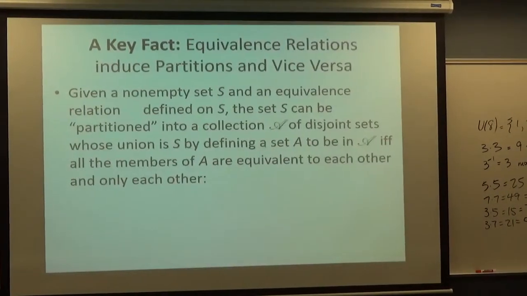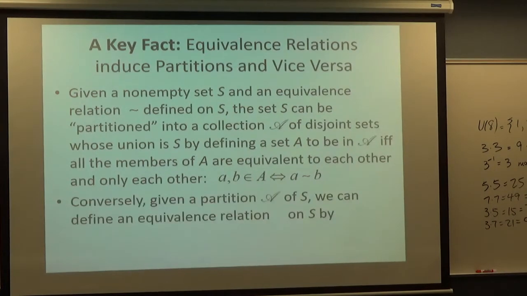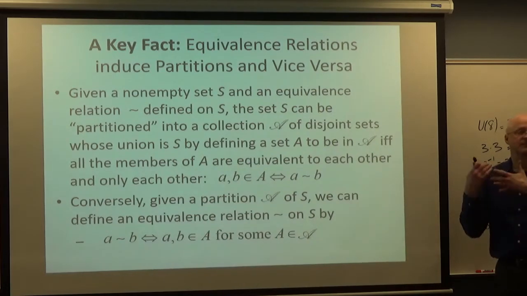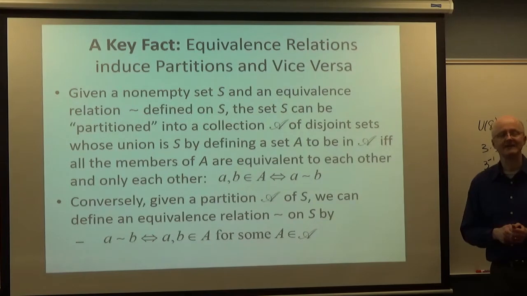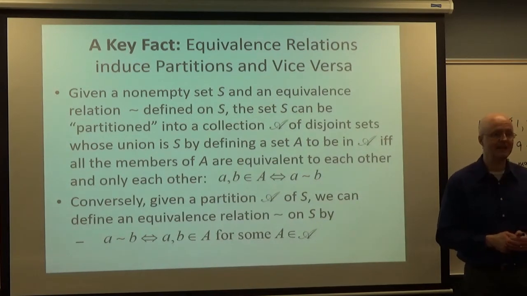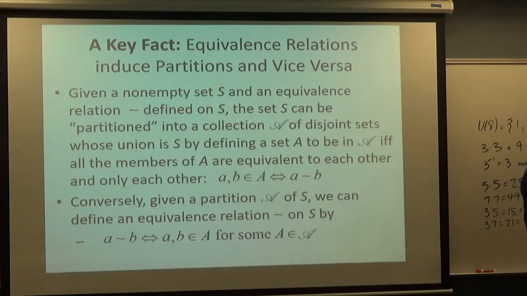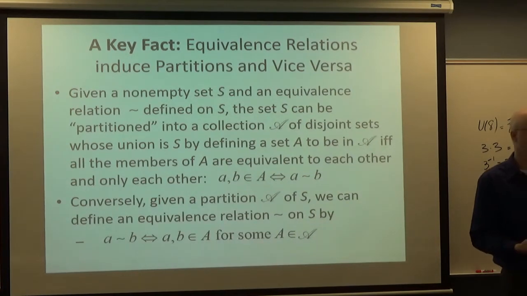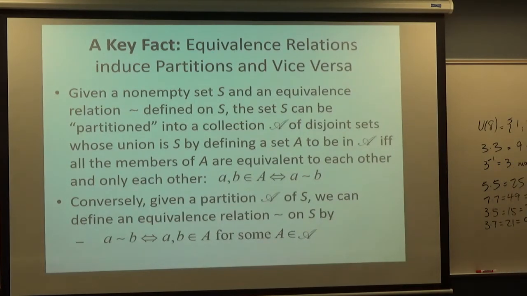Key fact is equivalence relations partition and vice versa. This is fundamental. Okay, it's a little strange, but it is fundamental. This is what I drew the picture on the board of last time. If you've got an equivalence relation defined in a set, it automatically causes a partition on that set, causes that set to be broken up into pieces. Subsets that are disjoint, intersection is empty, but whose union is all of the set. It's a fundamental thing.